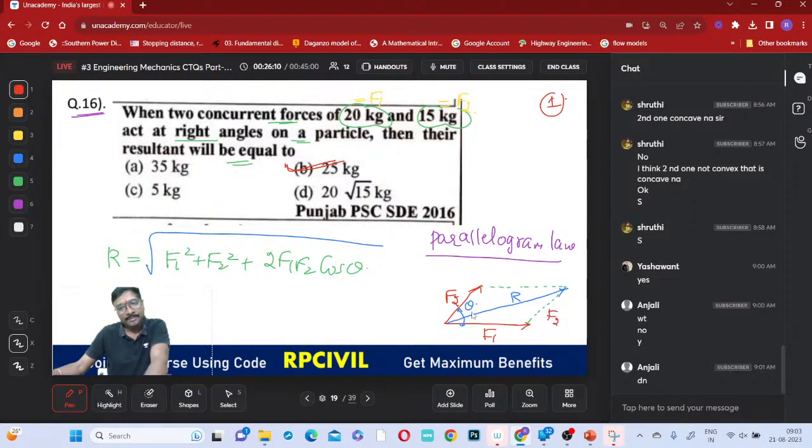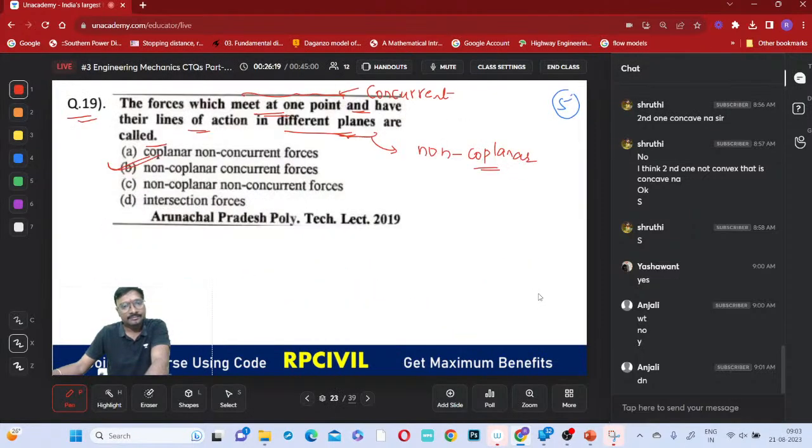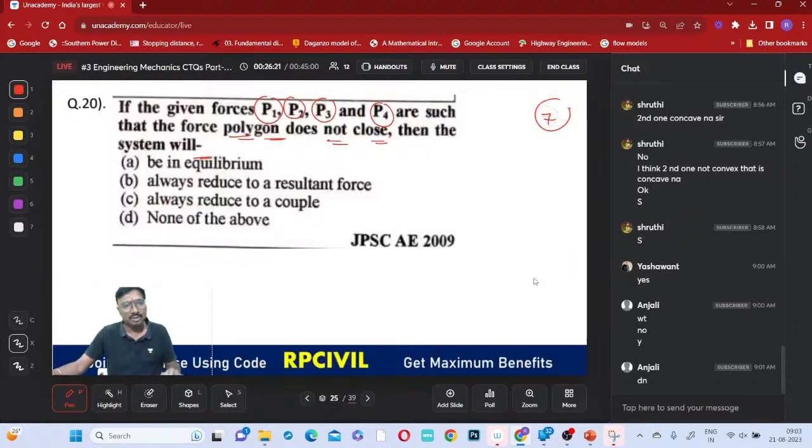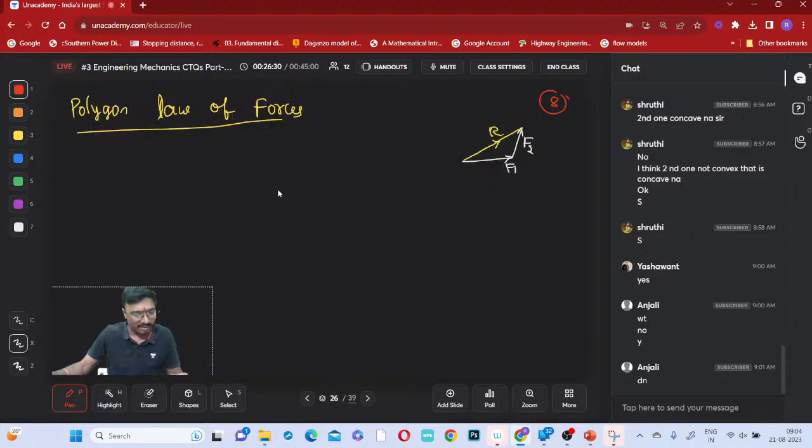Now, the closing side will be representing the magnitude and direction of the resultant force, you can say, right? Now here also, the system, whenever you are not closing it, what is happening? You can say the force polygon must be closed for equilibrium, right? So this polygon law of forces is clear, everyone?